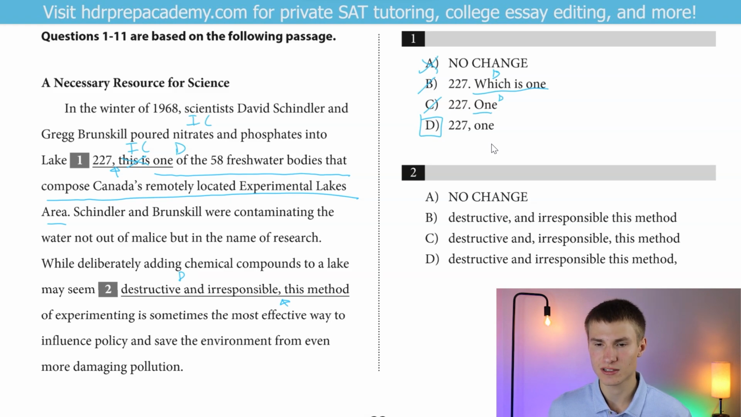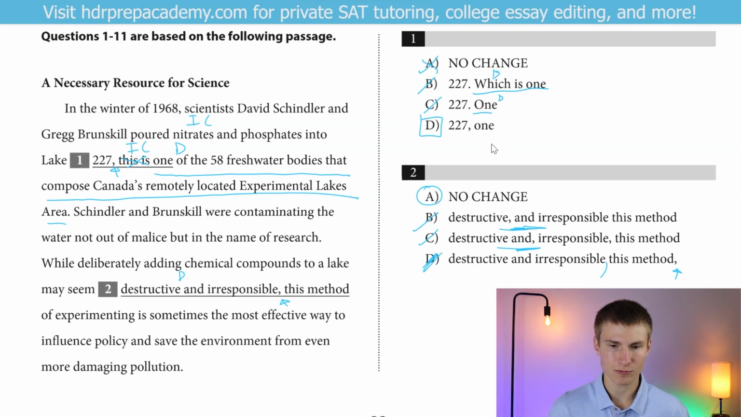So if we take a look at our answer choices, we see answer choices B have an unnecessary comma between destructive and irresponsible. Same thing in C, so we can get rid of both of those. And then taking a look at answer choice D, we have a comma in the wrong place. The end of our dependent clause is after irresponsible, so we have to have a comma there. So our answer there will be A, no change. All right, let's go ahead and keep reading.